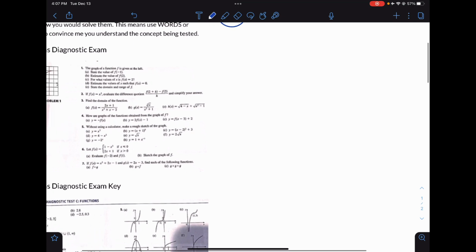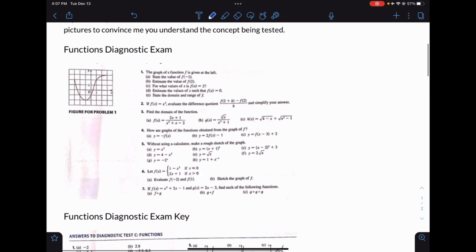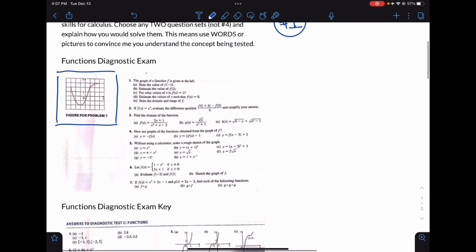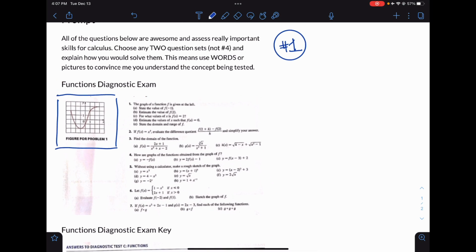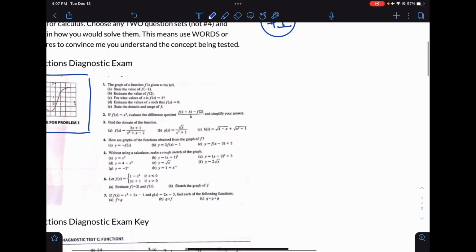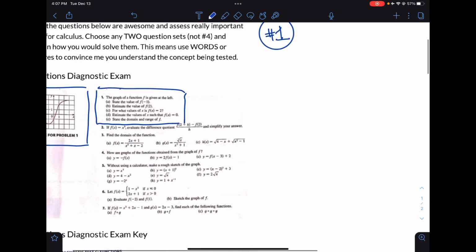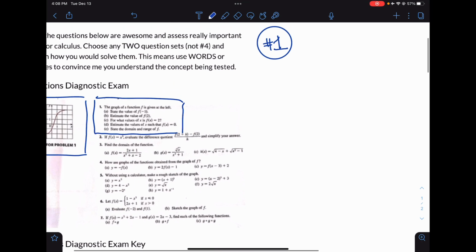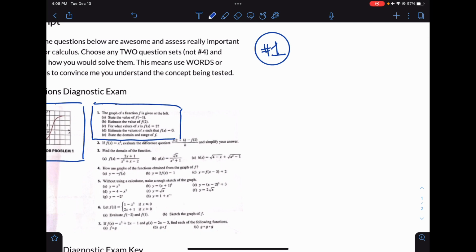So we have the function here in figure 1, and I'm going to start by using the first problem set there. And let's see what it says here. The graph of a function f is given at the left. State the value of f of -1.